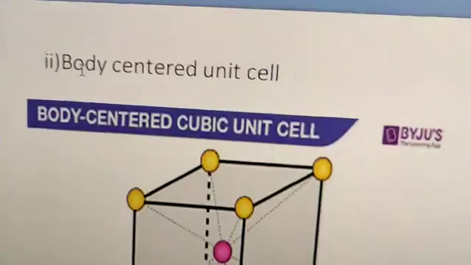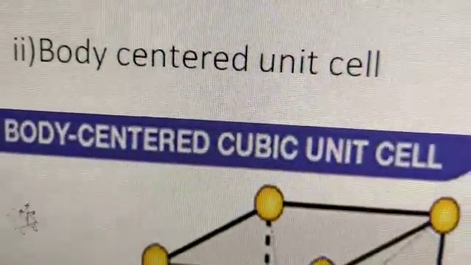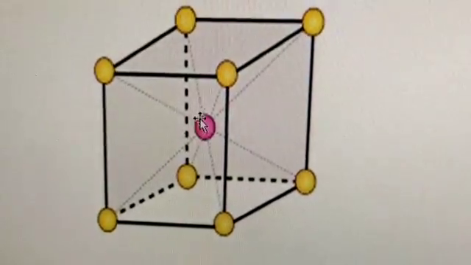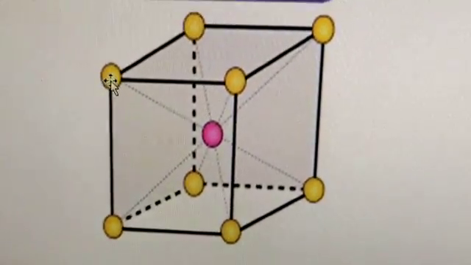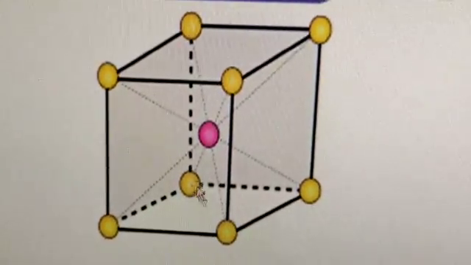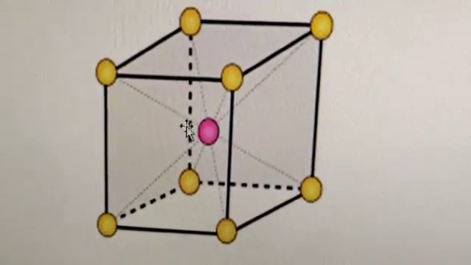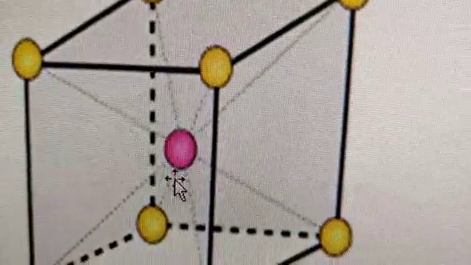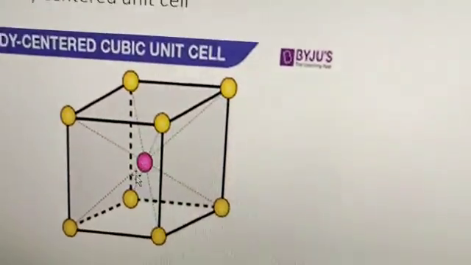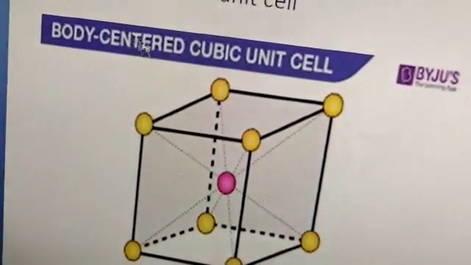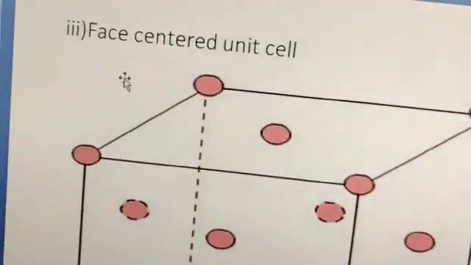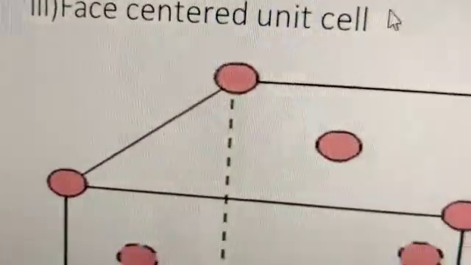Next one is the body centered unit cell. Here, if you see the arrangement of these atoms, they are placed at the 8 corners of this unit cell, and one atom is at the position of the body. It is placed on the body of this unit cell. So the name is body centered cubic unit cell. The next type is the face centered unit cell.